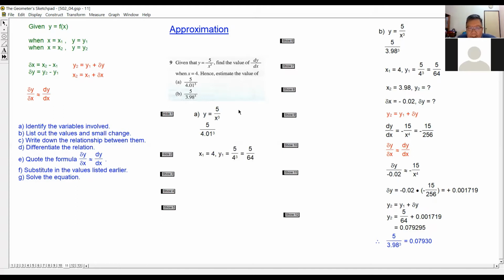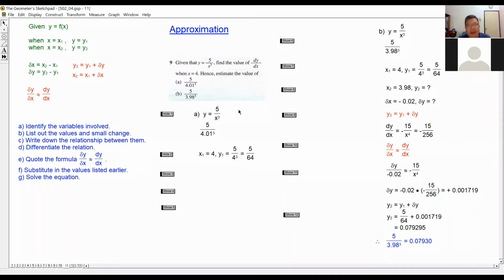You see, they ask you to find the value of y when x is 4.01. You cannot find, right? So there is another value that you can find when x equals to 4. So that you have one pair of values. x1 is 4. x2 is 4.01. Okay or not okay?